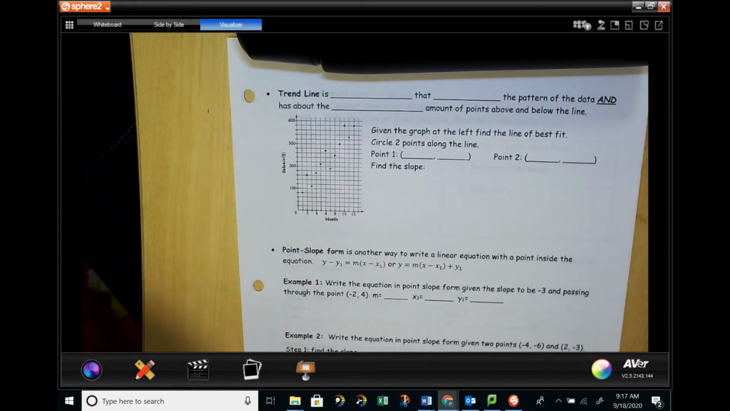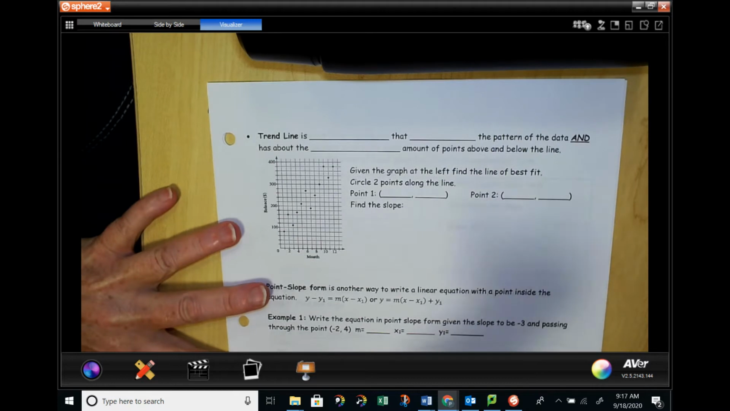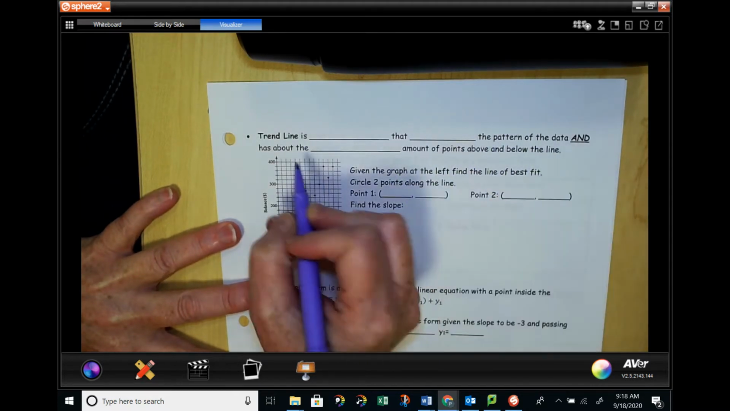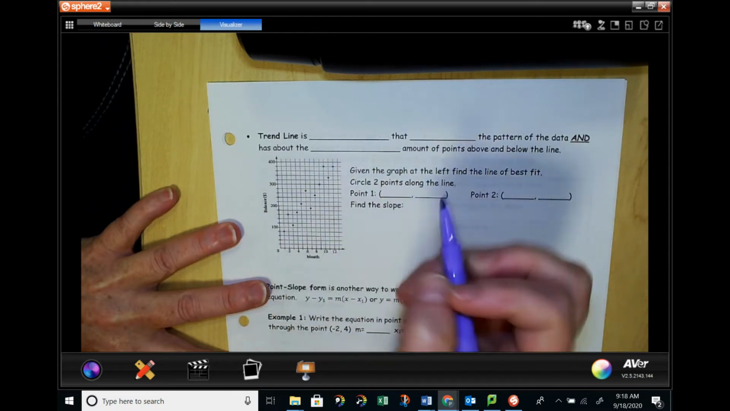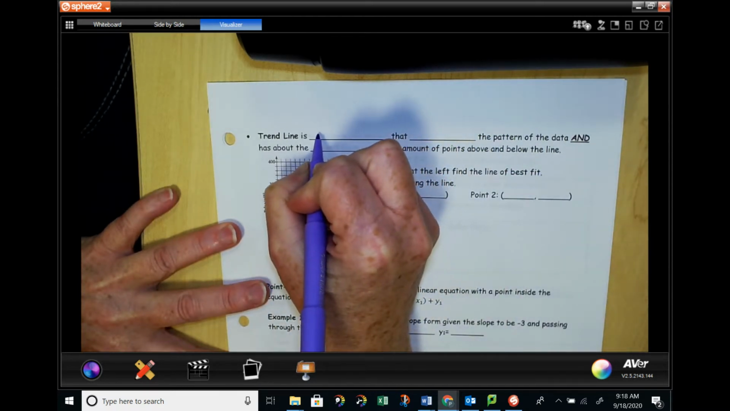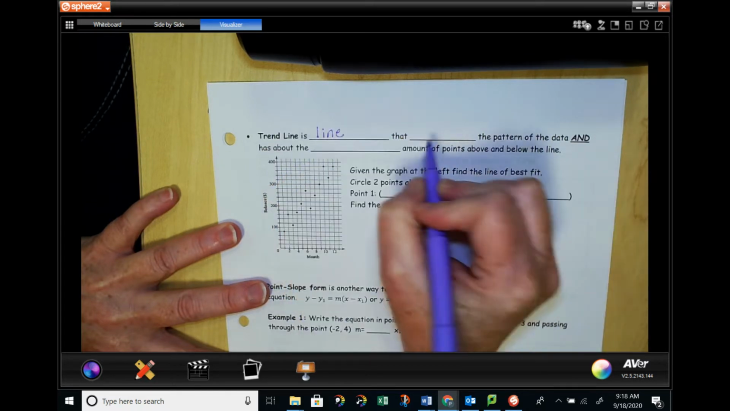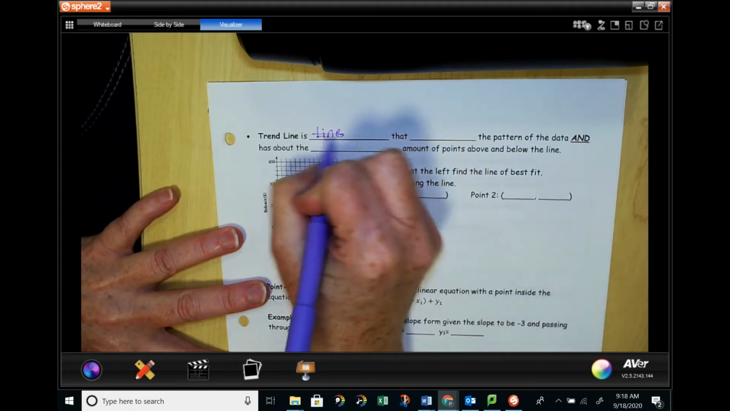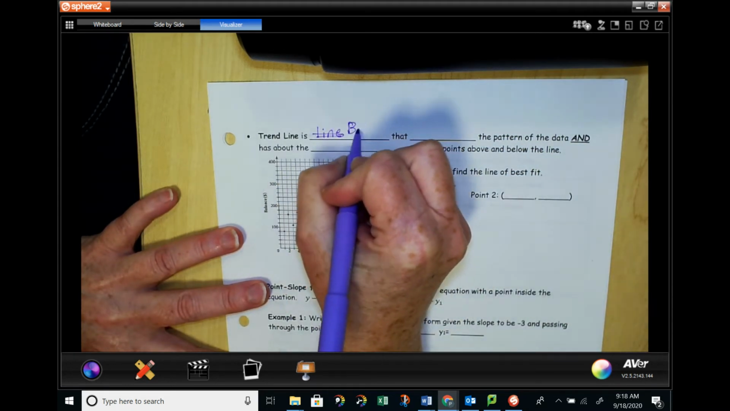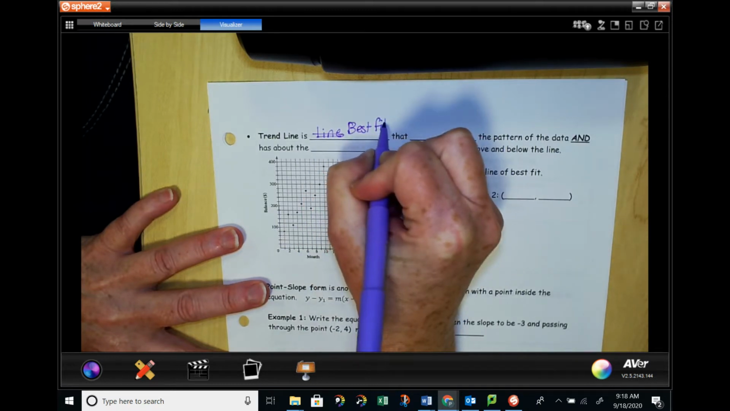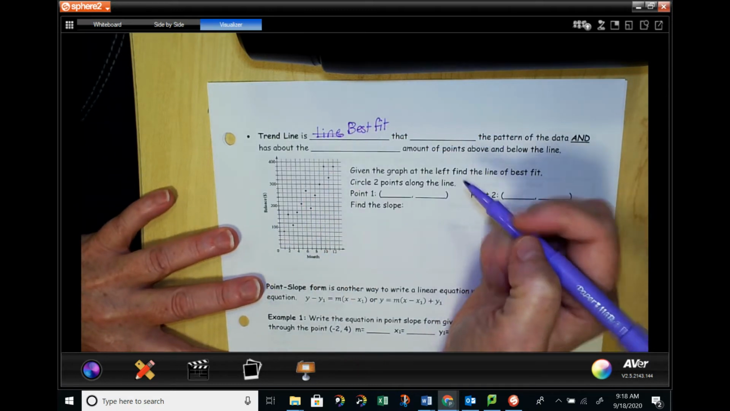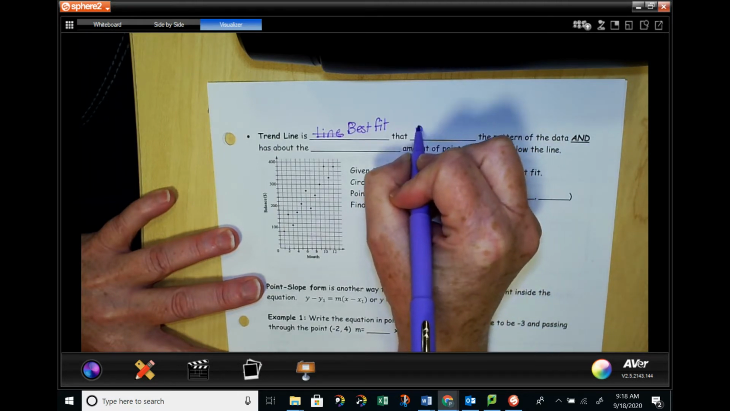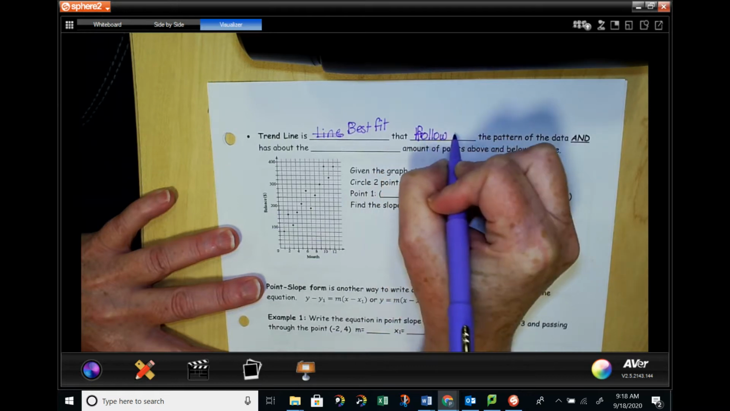Okay, so we're going to talk about a trend line. This is a line where the pattern of data has about half the points above. It's a best fit line. Sometimes we call this the best fit. A best fit line has the pattern of data that follows the trend.